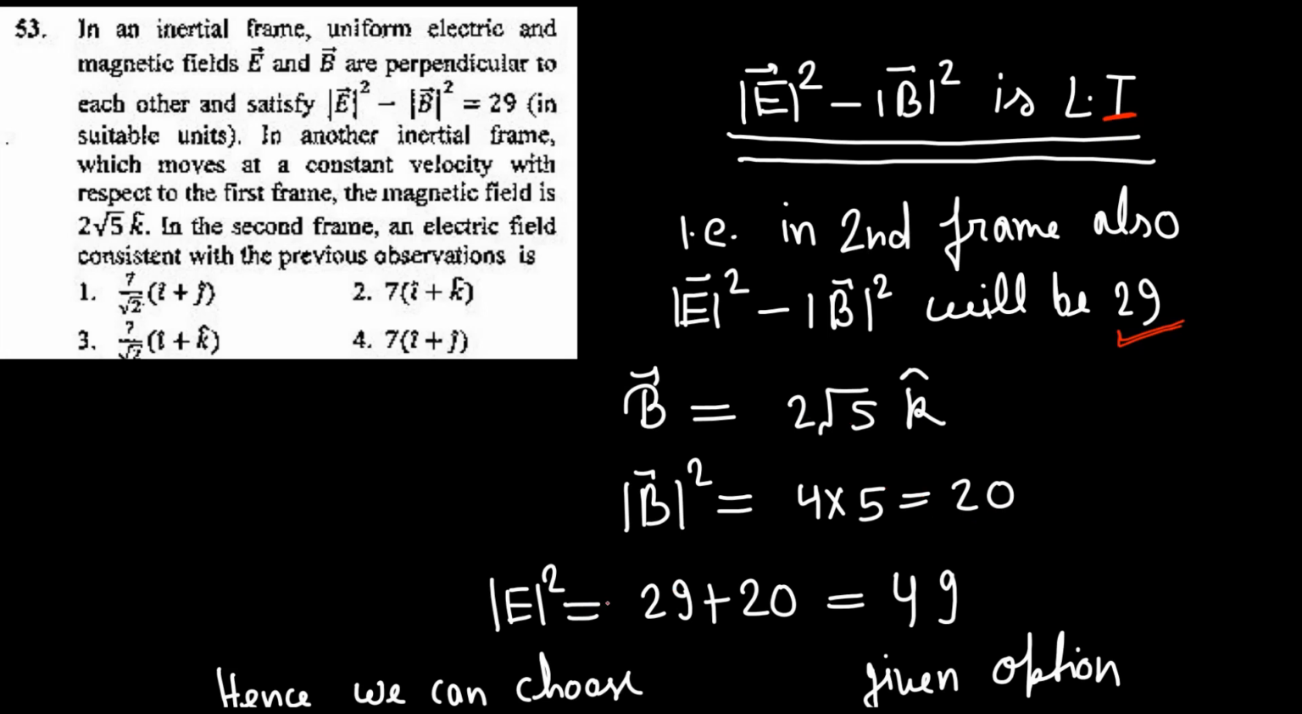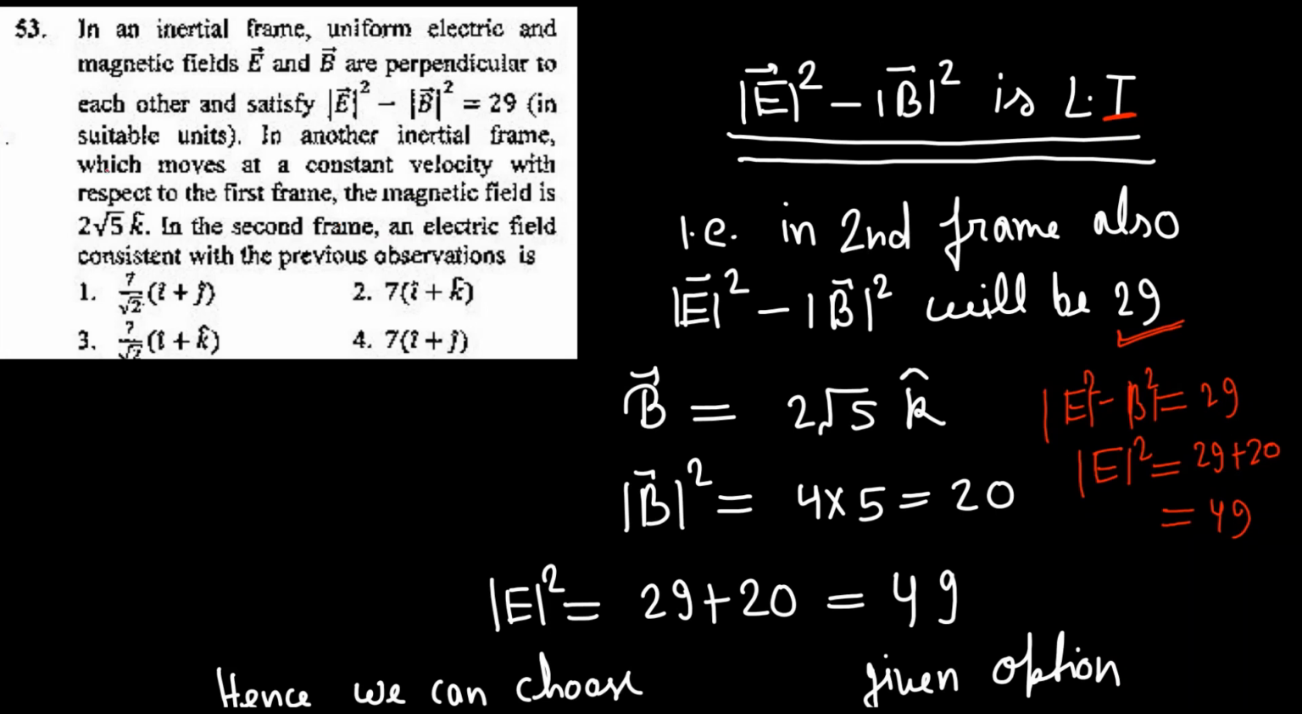Now E square minus B square is 29, and B square you know. So mod of E square will be equal to 29 plus mod of B square, which is 20. So this quantity is 49. Now you know that mod E square is 49. So from the options you can choose which option has the electric field whose mod square is 49.